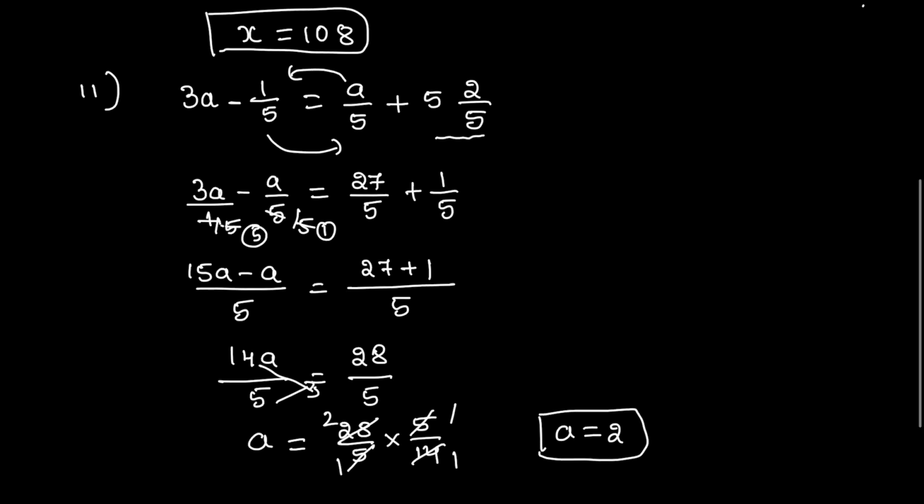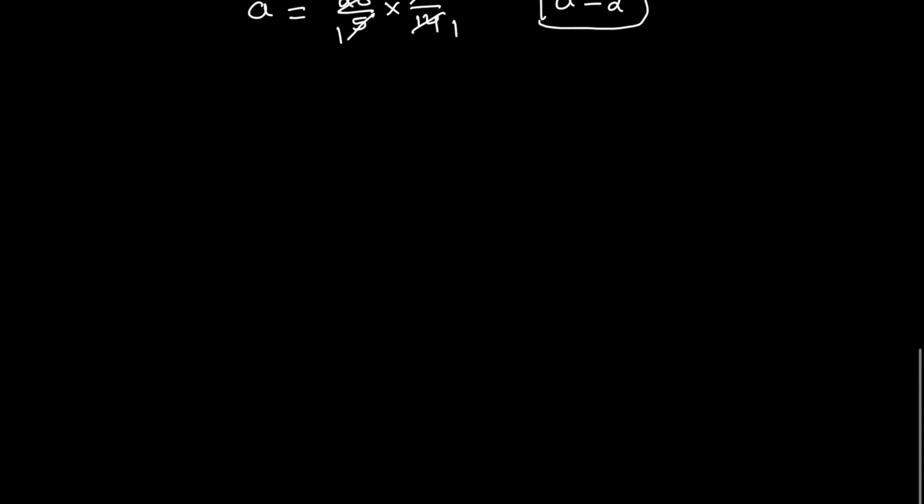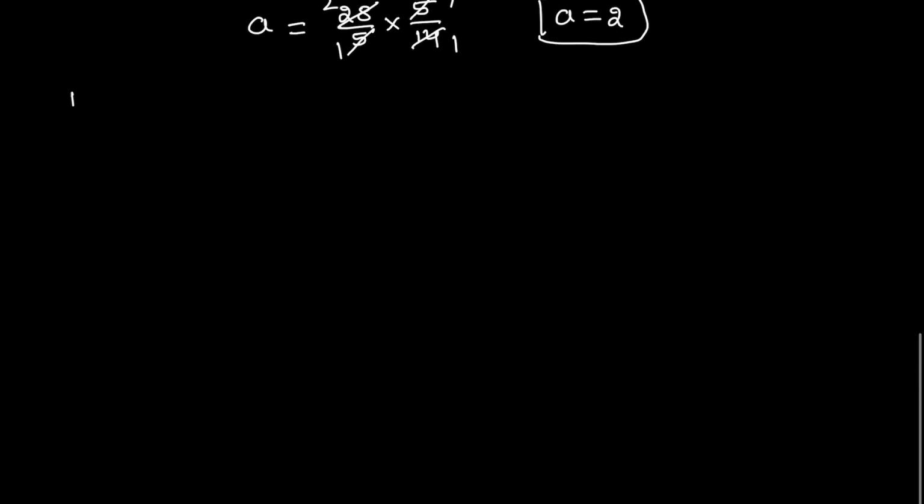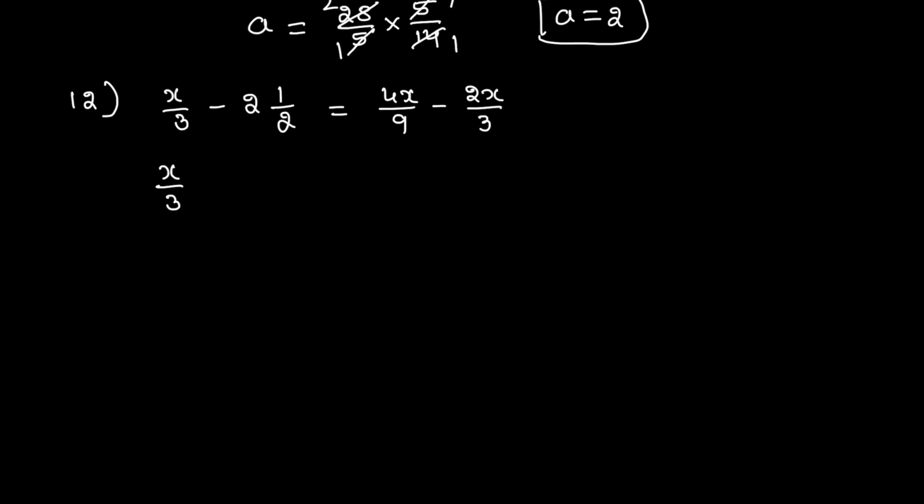Let's see the 12th one. x by 3 minus 2 into 1 by 2, that equals 4x by 9 minus 2x by 3. So here also we have x terms. Let's take them to one side. Here we can convert 2 into 1 by 2: 2 twos are 4, 4 plus 1, 5 by 2. Okay. So you can simplify here also, or you can take it to the left hand side also. We can simplify.